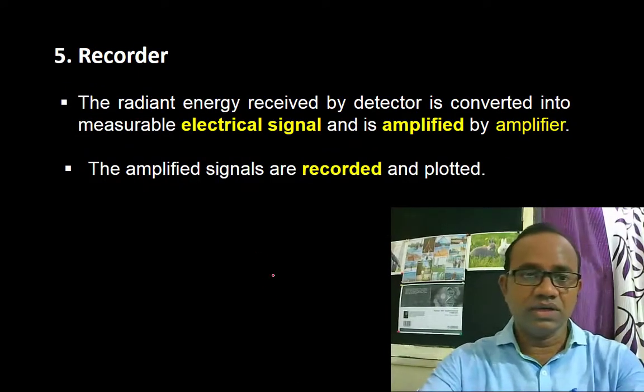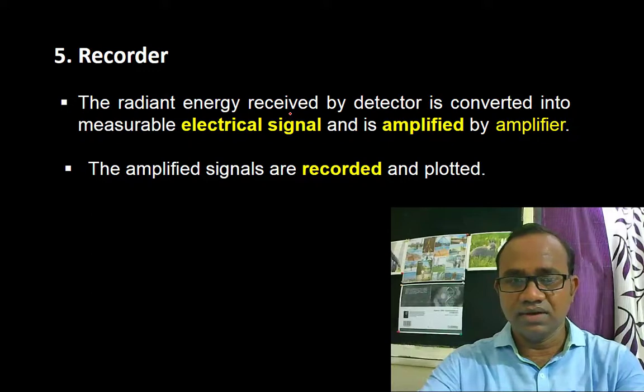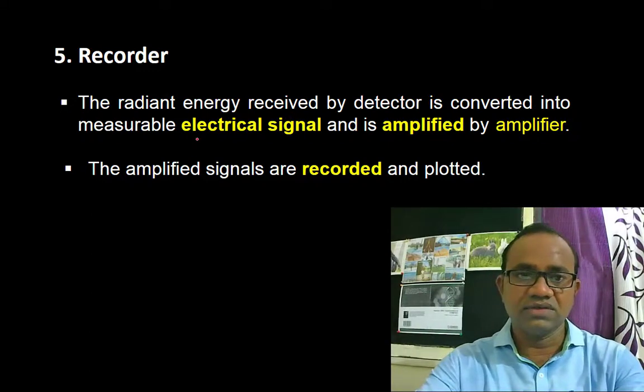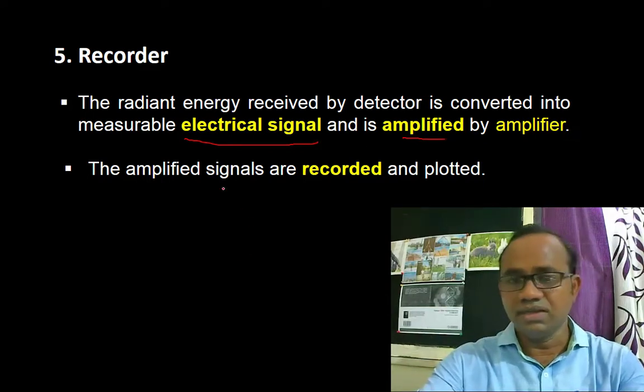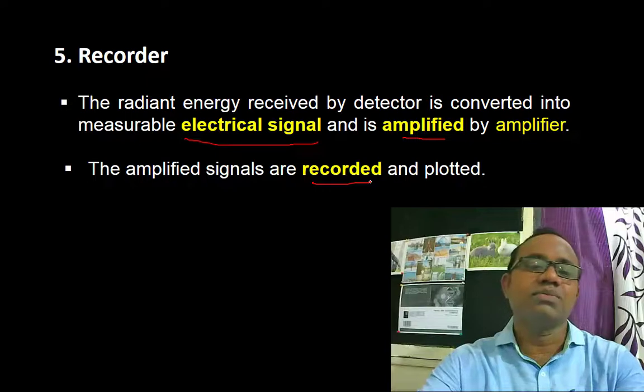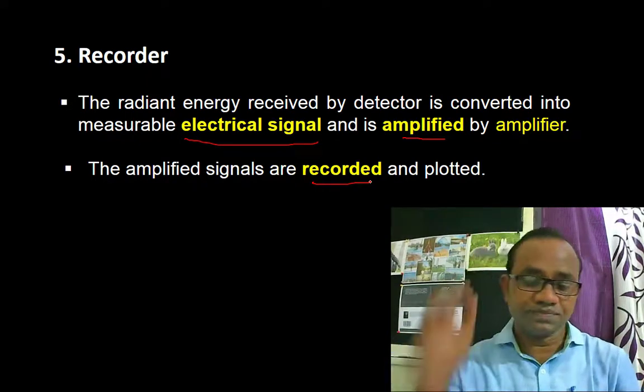And finally, the recorder receives the signal, or the amount of light, from the detector. It converts it into an electrical signal, and that signal is amplified by the amplifier, and the amplified signals are then recorded and plotted. Right, so in this way the recorders work.